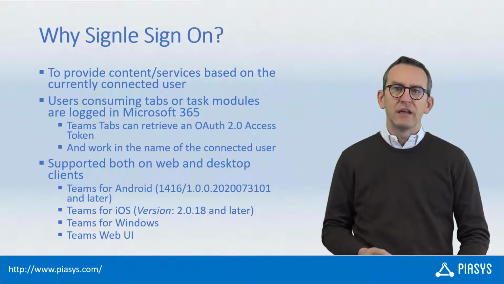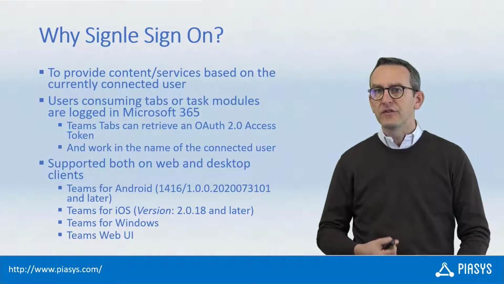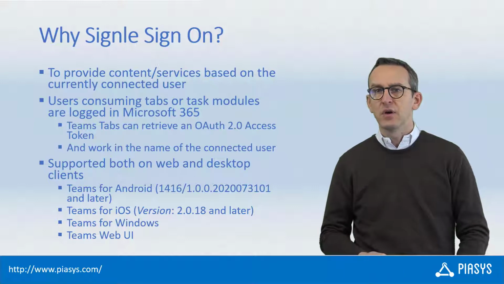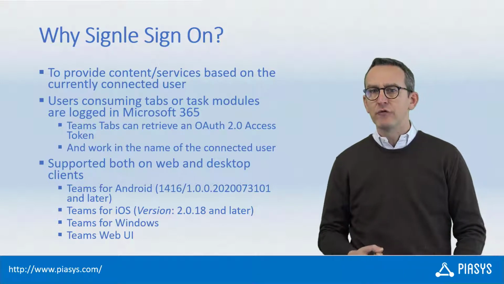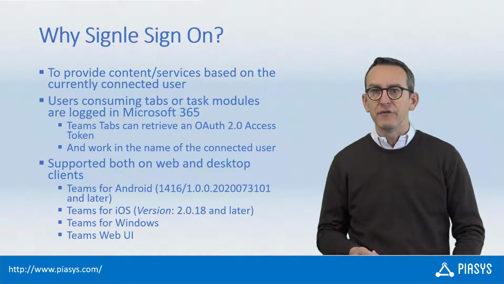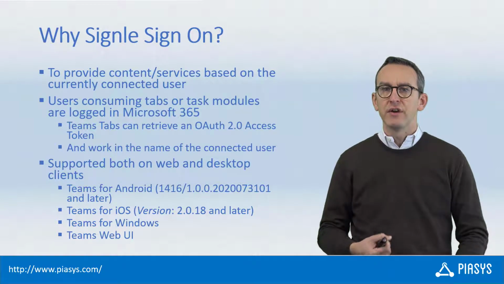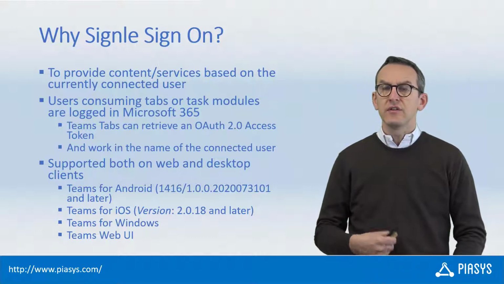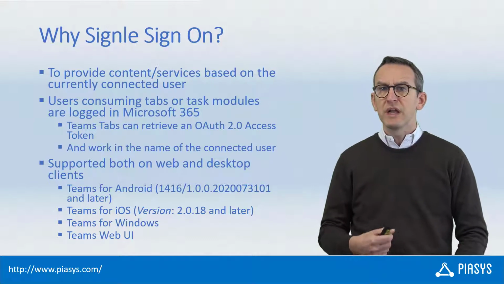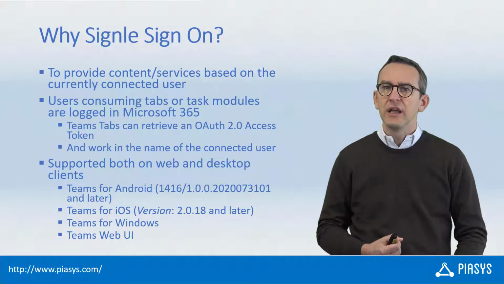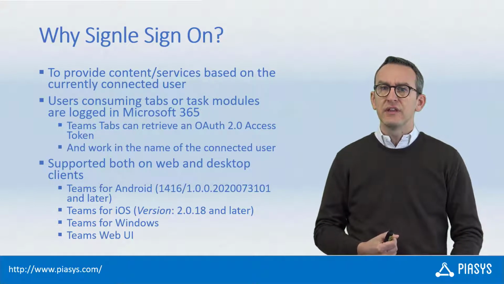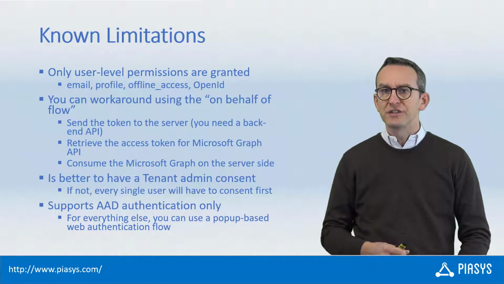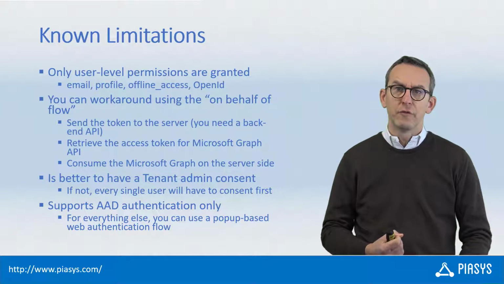If you think about that, very often when users consume customizations in Microsoft Teams, whether they use the web client, the desktop client, or the mobile client, it is really powerful to be able to access content and services provided by the Microsoft 365 ecosystem. In order to do that, we need an access token, and using the single sign-on capability of Microsoft Teams, we can quite easily get an access token in order to access those content and services in the name of the currently connected user.